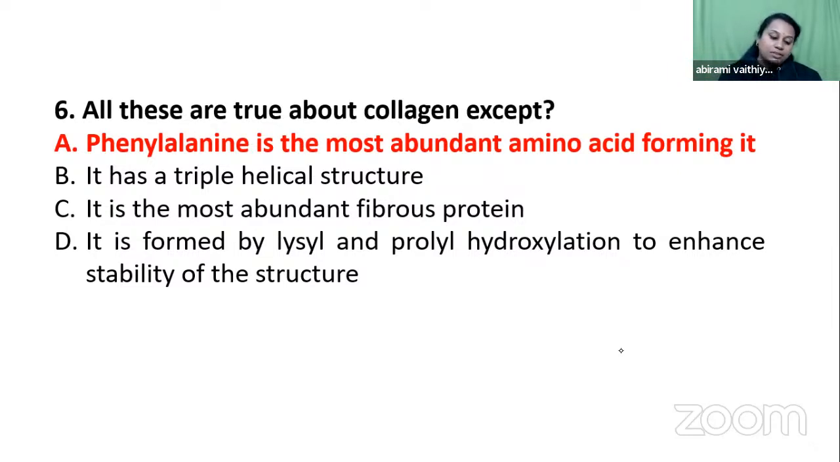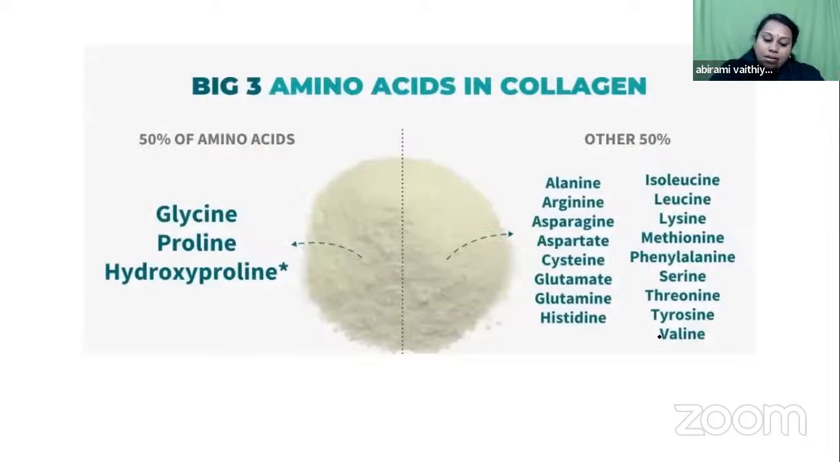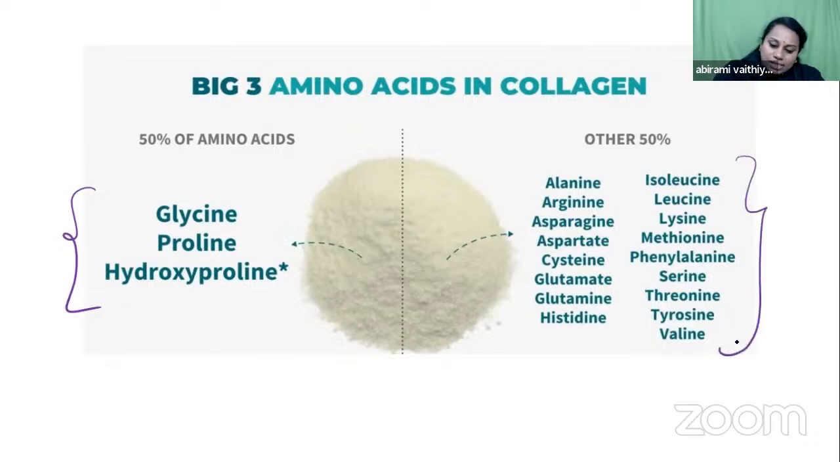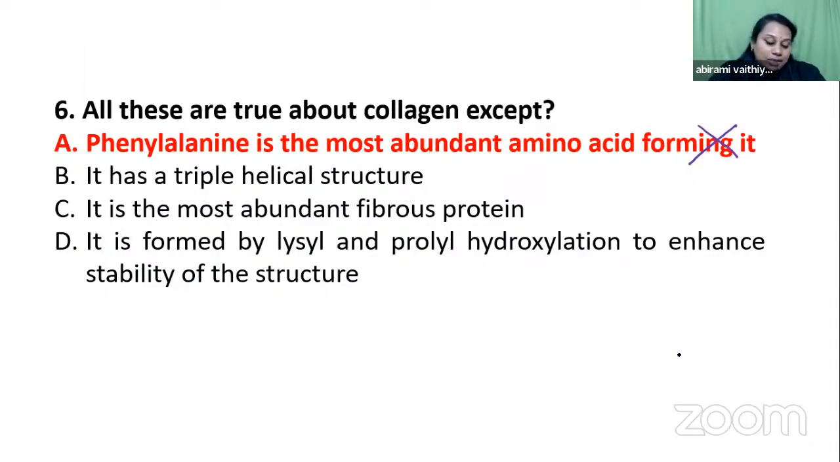Answer is option A. Phenylalanine is the most abundant amino acid forming it. So this is wrong. Phenylalanine is not the most abundant amino acid in collagen. The most abundant amino acids in collagen are glycine, proline, and hydroxyproline. Of course, it has other amino acids also, a big list of amino acids. Phenylalanine is one among them, but it is not the most abundant. Glycine, proline, and hydroxyproline are the most abundant components of collagen. So answer A is wrong.